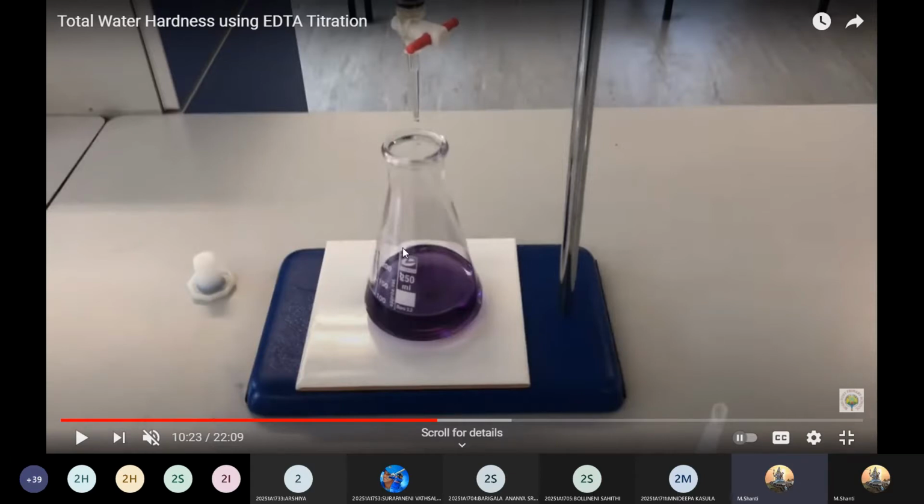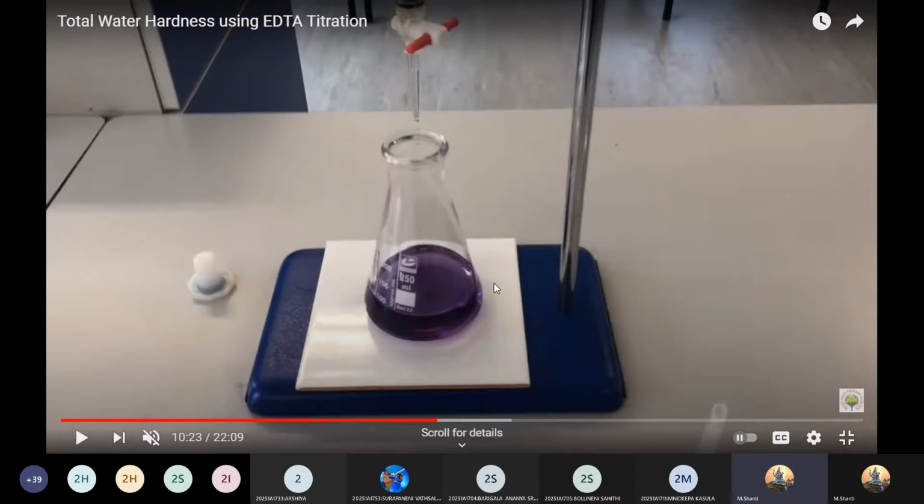Okay, 20 ml of the standard hard water must be taken, to which you are going to add a few drops of your indicator and then a few ml of a buffer solution. You're going to take only pH 10 buffer because the metal EDTA complex is stable only at that pH, so you have to preferably take the pH 10 buffer. And what is the buffer used here? Ammonium chloride and ammonium hydroxide.